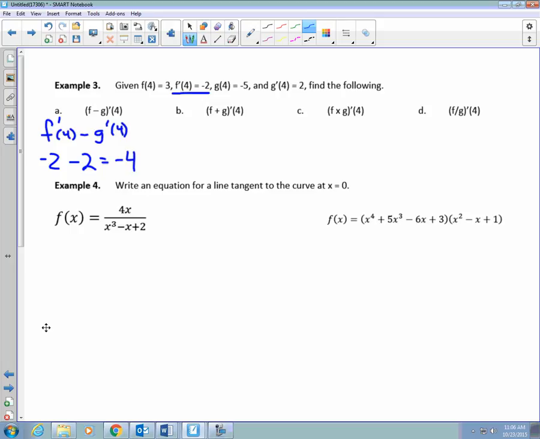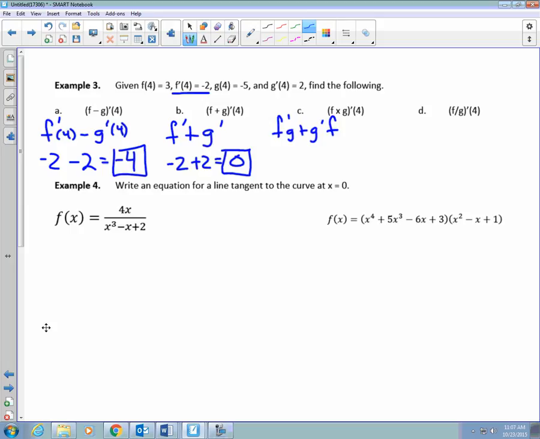Okay, how about f plus g? I would do f prime plus g prime, correct? So I'd have negative 2 plus 2, which is 0. Now, what do you think the mistake that people make for letter C is? Yeah, they just do f prime times g prime. No, we have to use the product rule, which is f prime g plus g prime f.